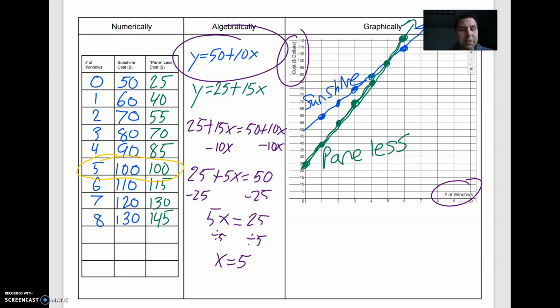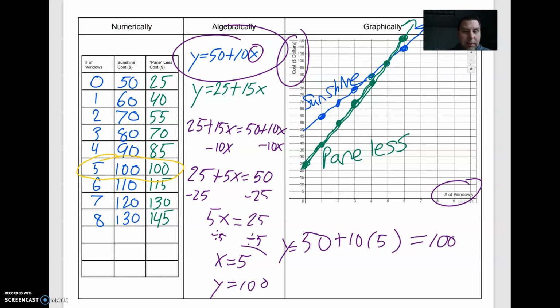The top one seems easier to me because that's just 10 times 5, so I'm going to replace this x with 5. Let me do it down here. So y equals 50 plus 10 times 5. I'll put it in a parenthesis to show that I'm replacing it. And 10 times 5 is 50. 50 plus 50 is 100. So my solution is the same as what we saw numerically and graphically.